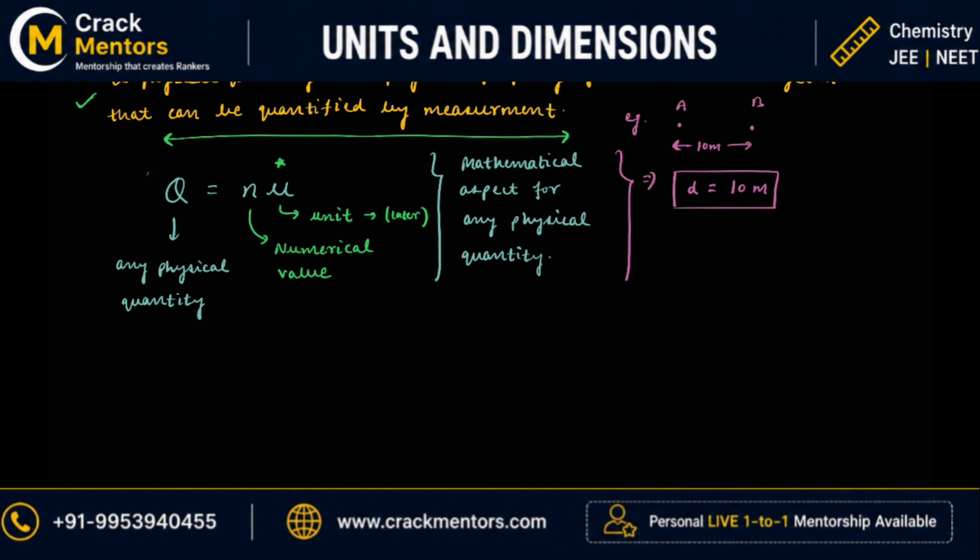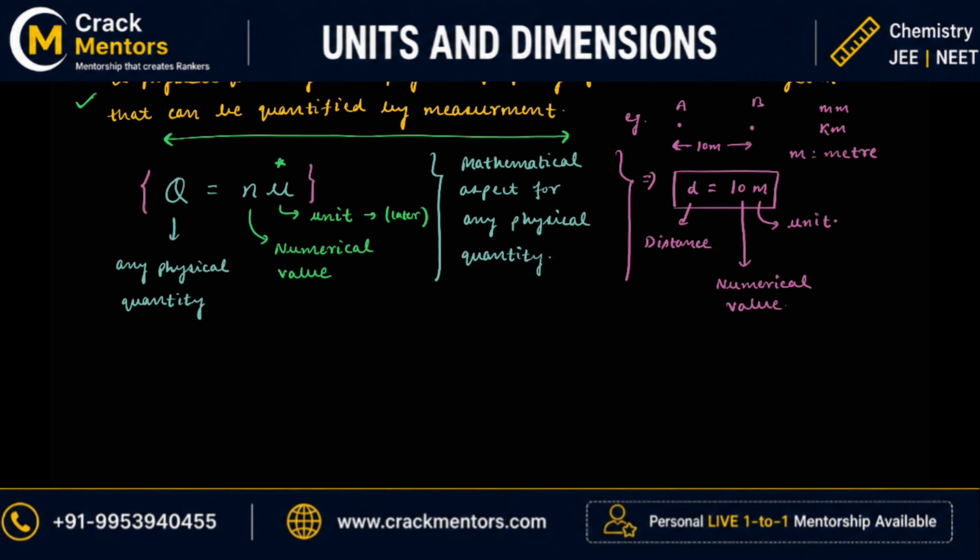This format is exactly the same as this: q equals n u. Here this d represents the physical quantity, which in this case is distance. This 10 is the numerical value, which tells the magnitude. And this M stands for meter. We could have used kilometer or millimeter or anything, but this M is a unit.